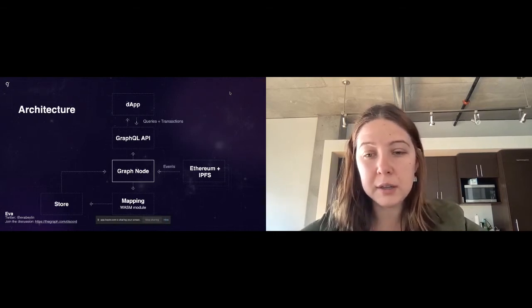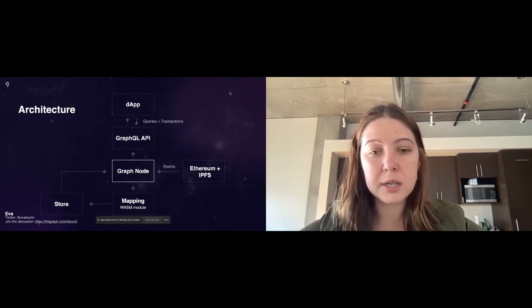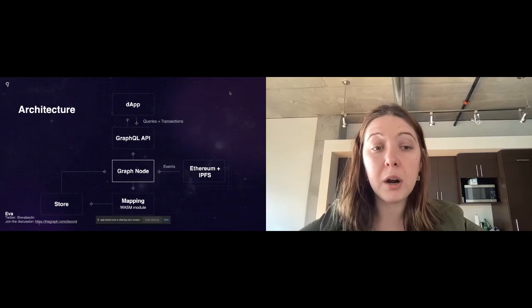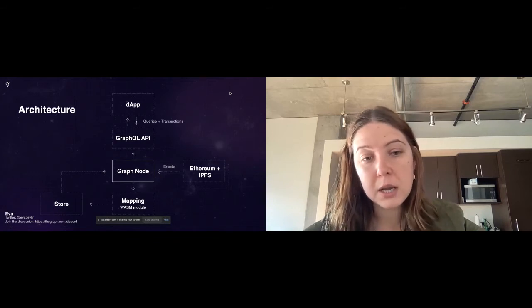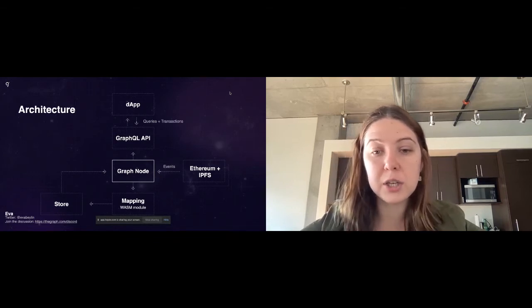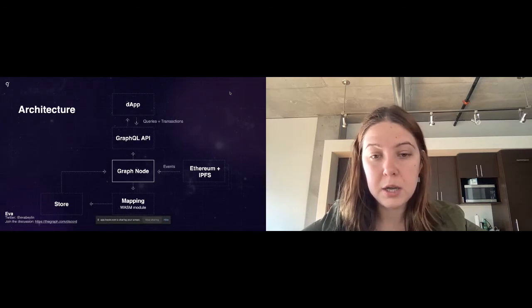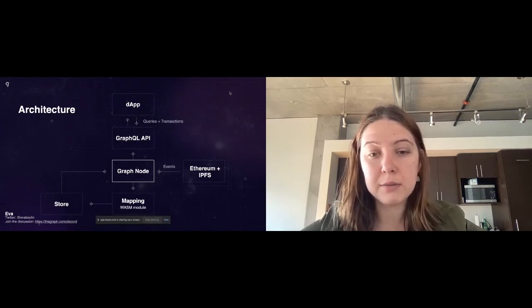As you can see here, Ethereum and IPFS are the nodes, the blockchains that are currently indexed, but we are expanding to other EVM-based chains rapidly. So Phantom and Binance Smart Chain were just recently announced, and we also announced a multi-blockchain expansion to Polkadot, Near, Solana, and Celo. And these will be upcoming over the next several months.